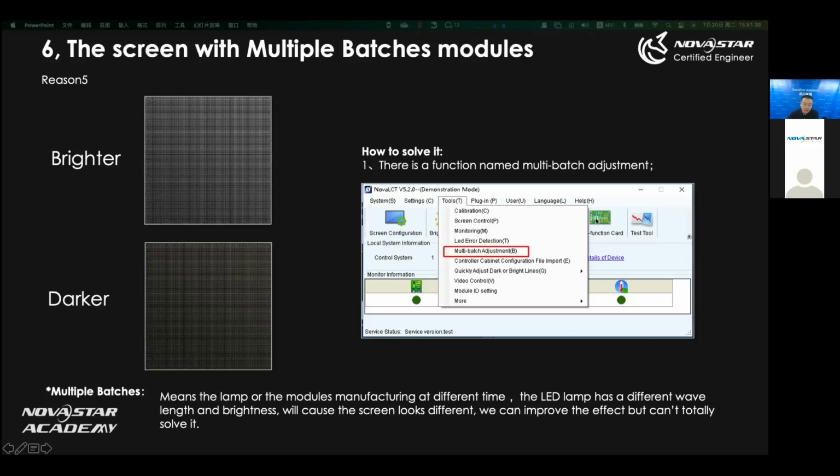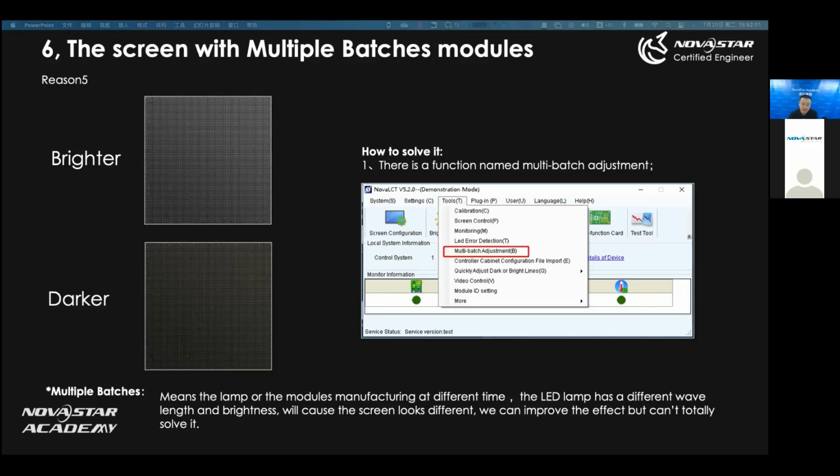And for the multi-batch modules, you will find that the different modules have different brightness. Even if you turn off the screen and the screen is totally black, if you find that the modules are still different, it means that they are different batches. We can use the multi-batch adjustment function to help you fix it, but it cannot totally solve it.